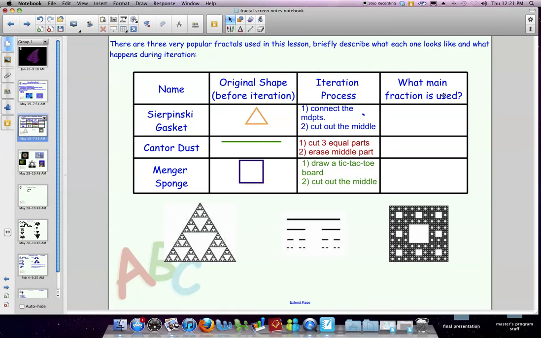What fraction is used? In order to find the fraction that you use, you look at the original shape and how many pieces it is originally broken up into. Since our original triangle was broken up into 4 congruent triangles, our fraction would be 1/4.